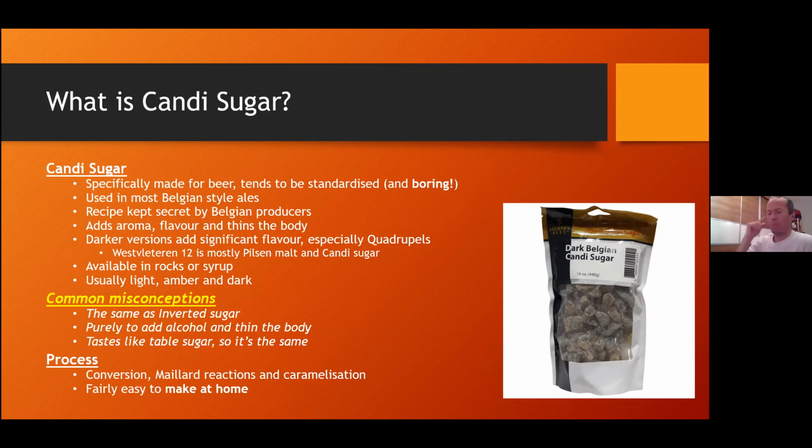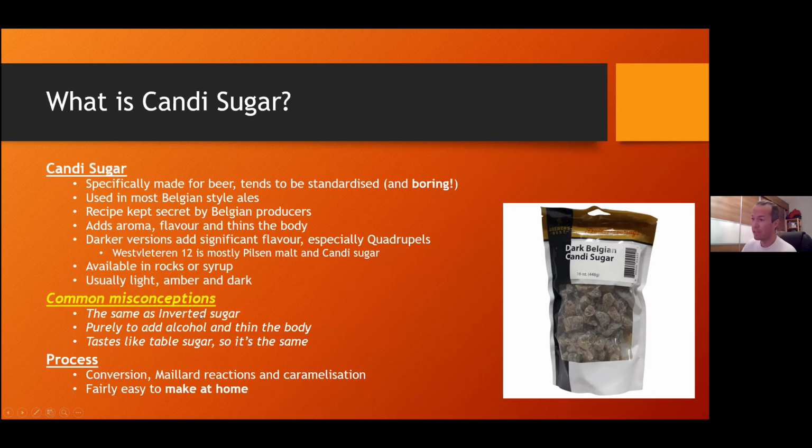There's an American company, I think called Candi Sugar with a Y, and they make different syrups. It's difficult to find here, and quite expensive to import. I think they call it the D180, measured by its color. That is candy sugar made with a very specific flavor and Maillard reaction and caramelization in mind. There are lots of myths around candy sugar. Lots of people will tell you it's the same as inverted sugar. Inverted sugar is just sucrose changed into glucose and fructose.